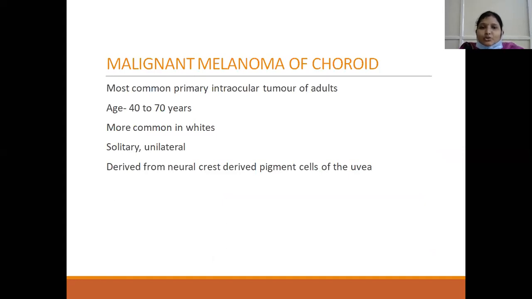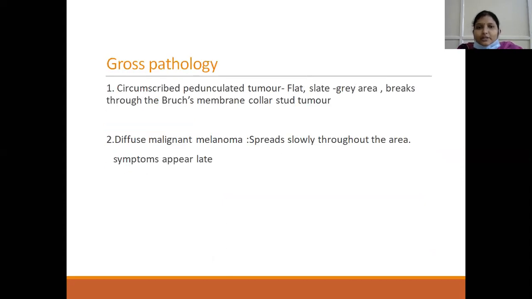So it is the most common primary intraocular tumor of adults. This is a PG bit for you. What is the age? Age of onset is 40 to 70 years and it is more common in whites. It is solitary and unilateral and it arises from the neural crest derived pigment cells of the uvea.